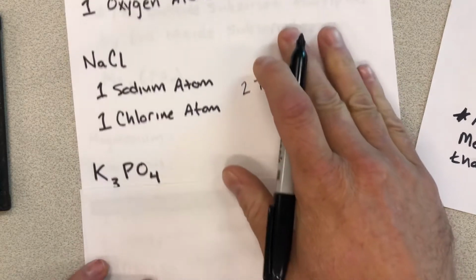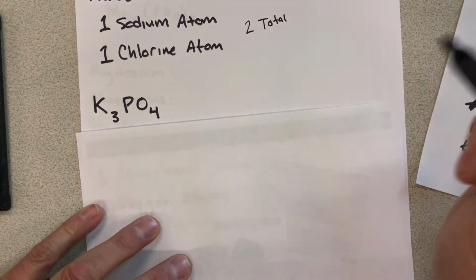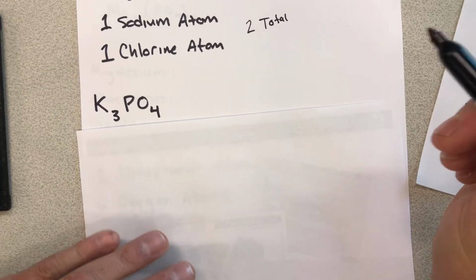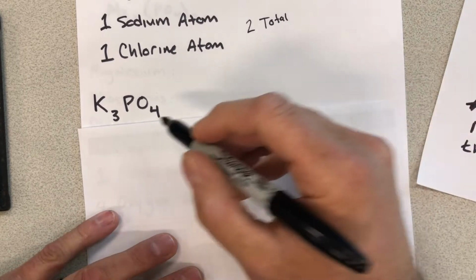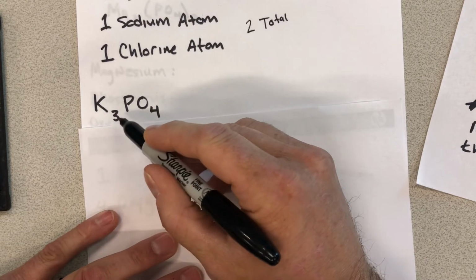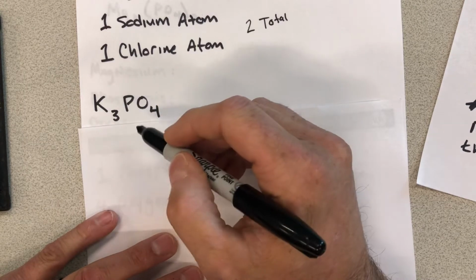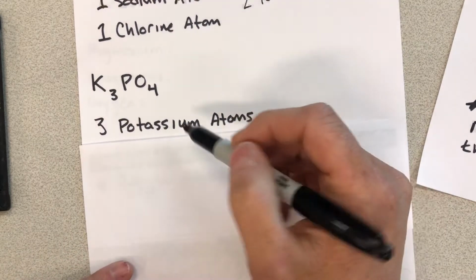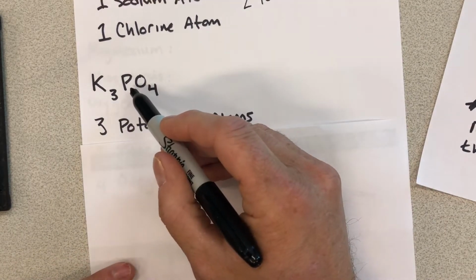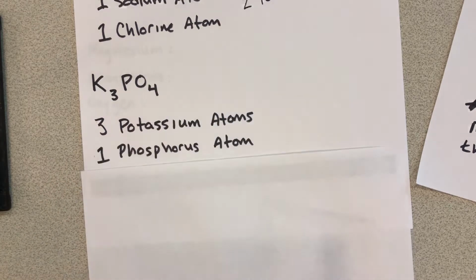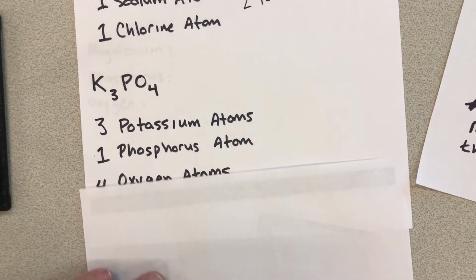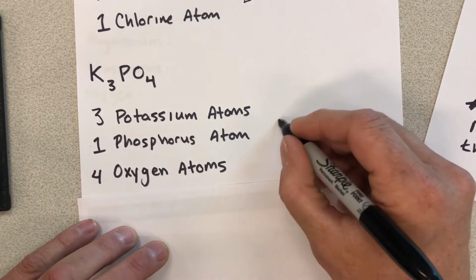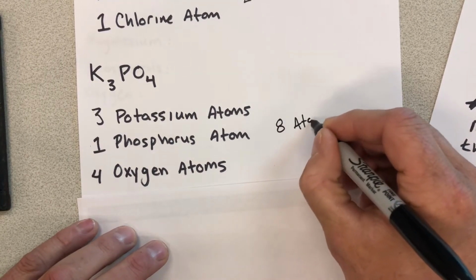Okay, how about this one? Here's one with 3 elements present. This is called potassium phosphate, and here we're going to apply the subscript 3 to the K, which is potassium, and so we have 3 potassium atoms. Phosphorus, the P, how many atoms is that without a subscript? You got it, just 1. And then, of course, 4 oxygen atoms, so this is a total of 8 atoms.